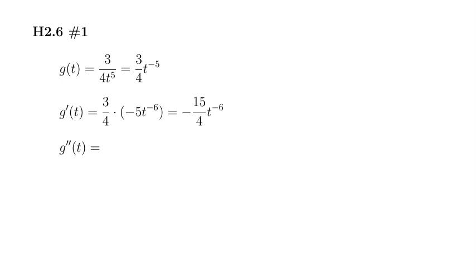So we leave negative 15 over 4 right there. And then the derivative of x to the -6 would be, put -6 in front, then you subtract 1 from the power. So we get that. I'm going to go ahead and cancel 6 and 4, so 4 becomes 2, and 6 becomes 3.